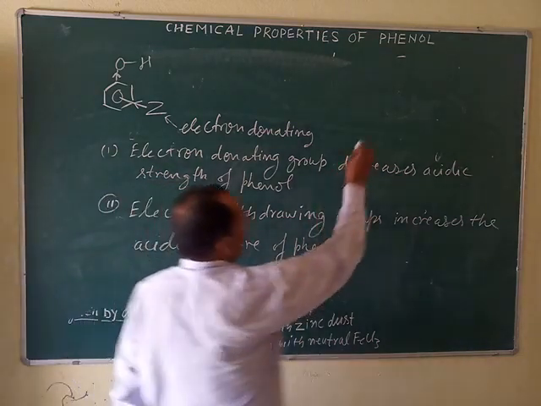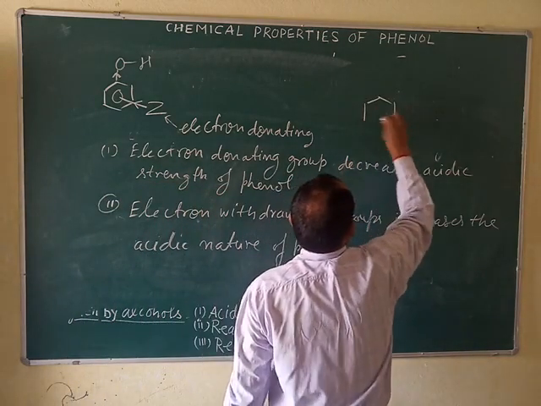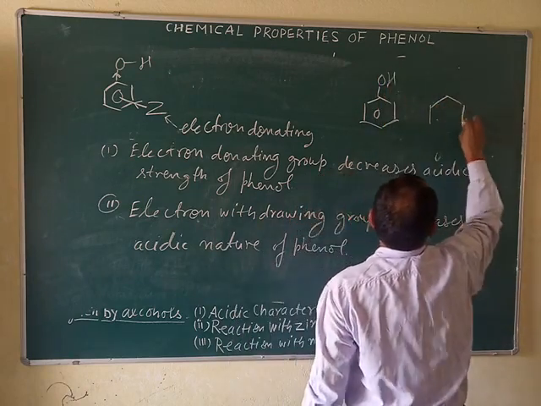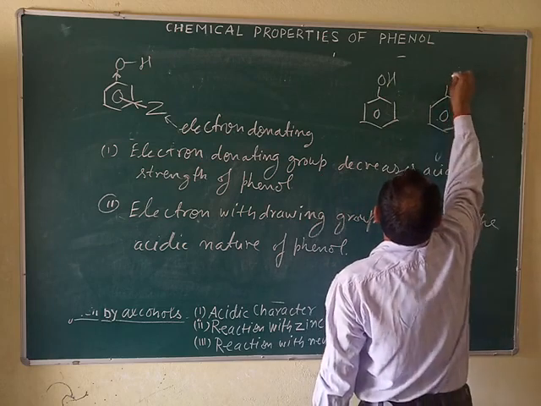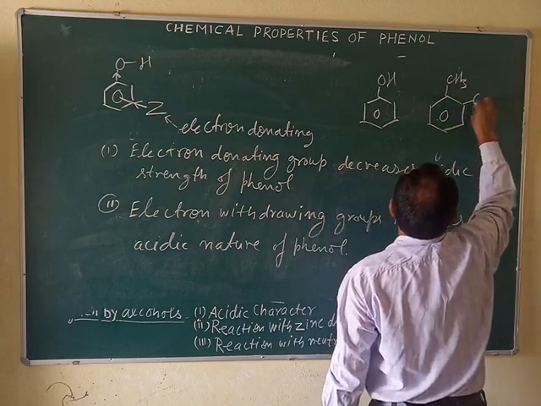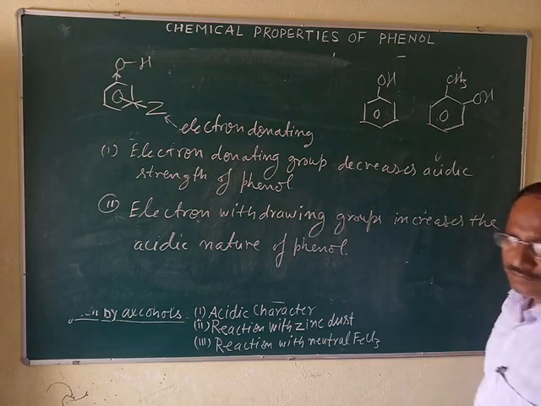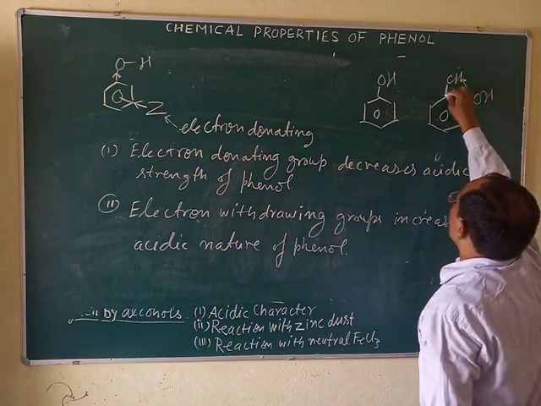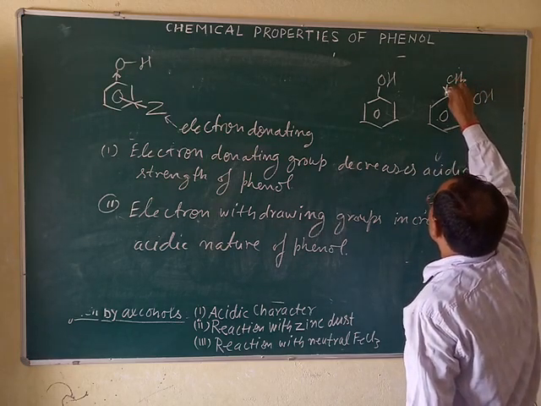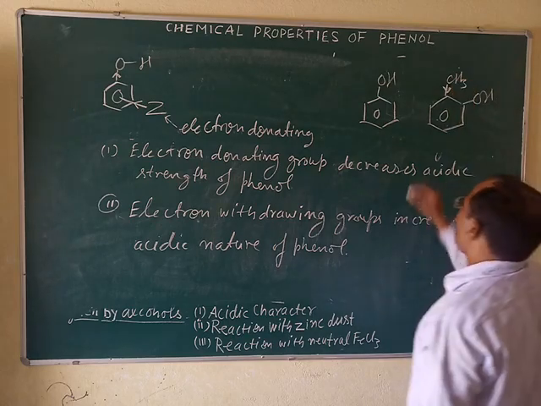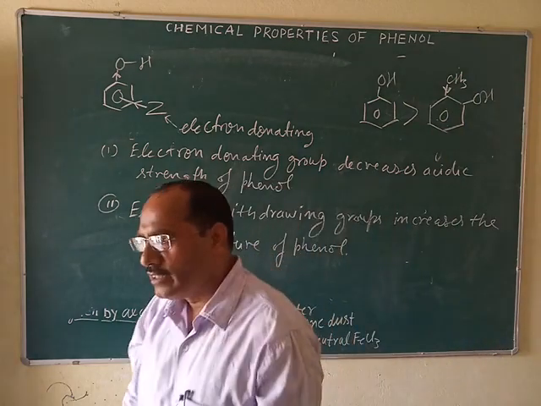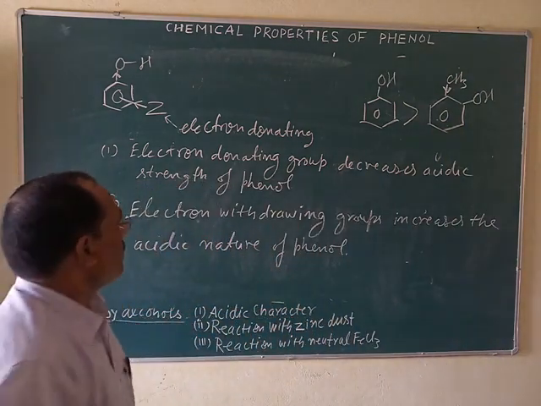For example, phenol and cresol. This is cresol. Which one is more acidic, phenol or cresol? You see, this group decreases the acidic strength of phenol. It means phenol is more acidic than cresol. Phenol is more acidic than cresol.